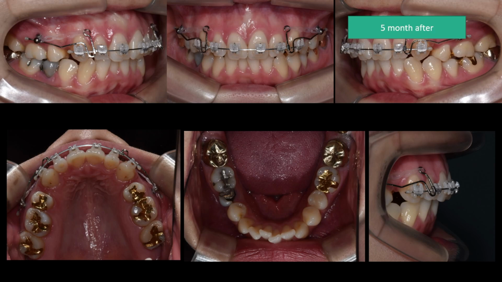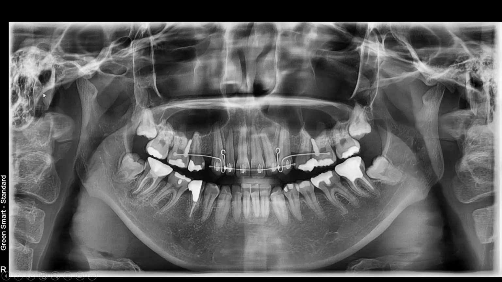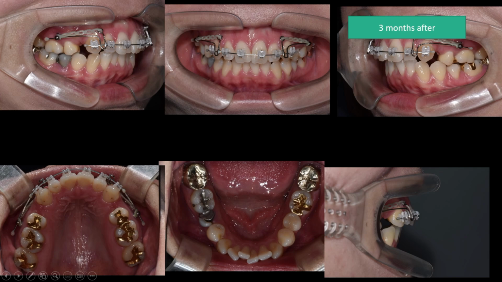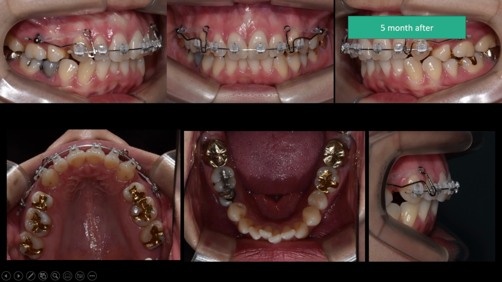Five months later, the mandible is still the same, but in the upper, almost two thirds of the space disappeared. Five months after. Six months after, he added, okay, from here is a straight line, three months after, okay? And then look at the gavel band here.